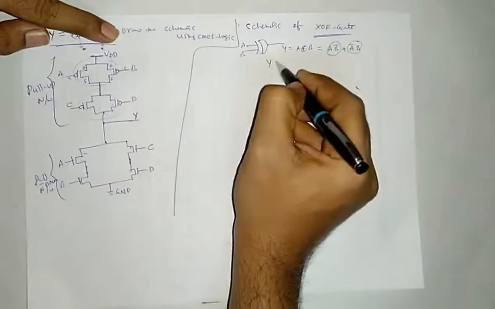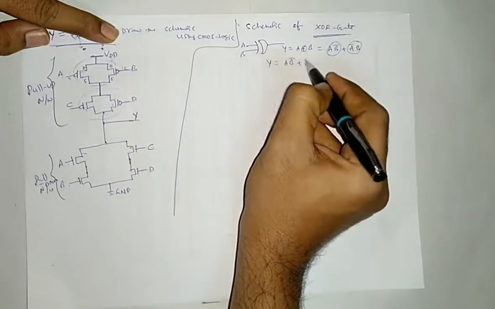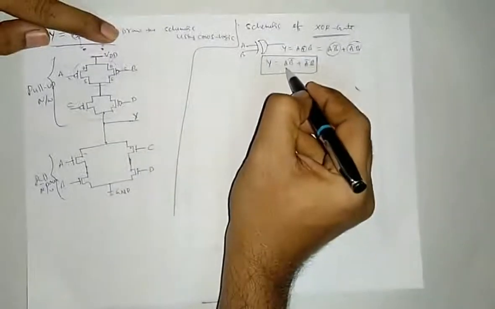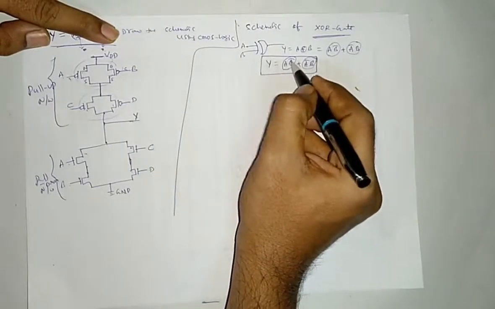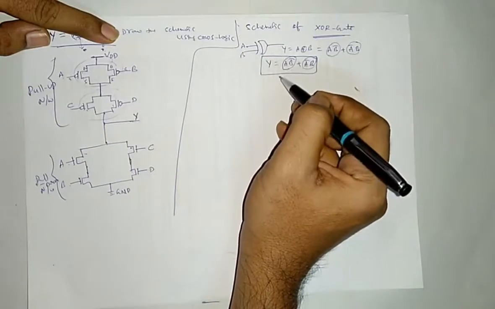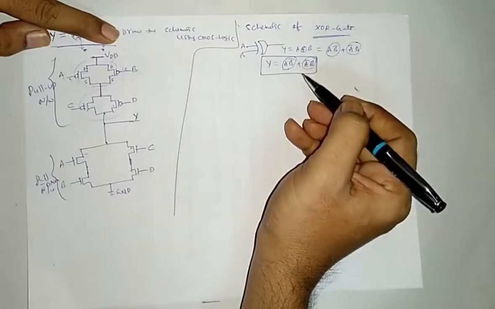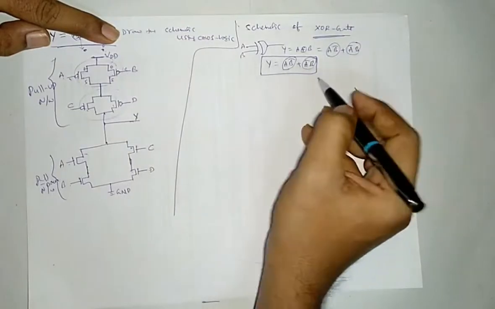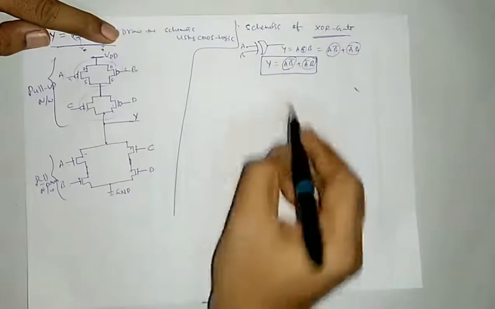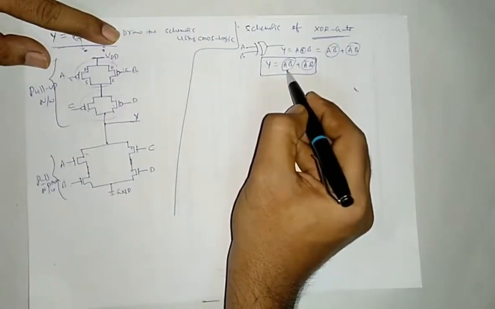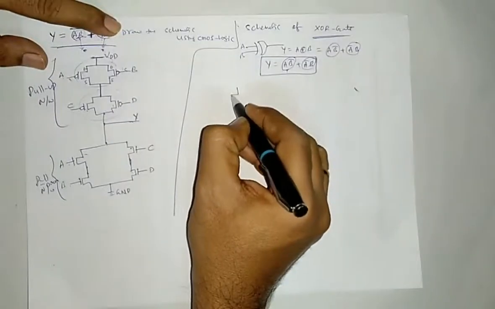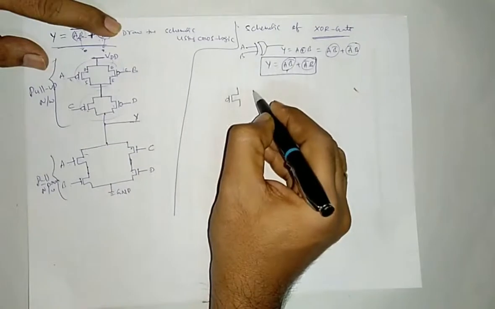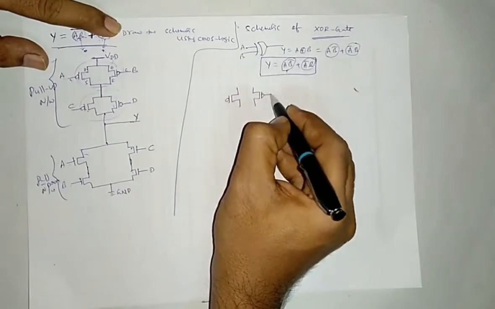So now Y is equal to AB bar plus A bar B. For this we have to draw the schematic. This is one product term, this is another product term. So here it is B bar, here it is A bar. Directly you can mention inputs as A bar and B bar. It is not necessary to use an inverter, because the complexity may increase. To generate this product term, what we have to do? We have to connect two PMOS transistors in the pull-up network in parallel.